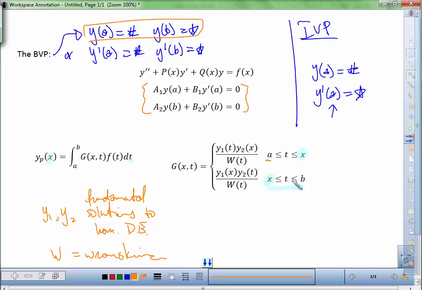And now, instead of going from x naught to x, because we don't have one initial condition, we have boundary conditions, we're going to let those be the boundary limits, and then our varying independent variable will be between a and b as part of the integral. All right. I think it's best to jump into a problem and see where we go with it.